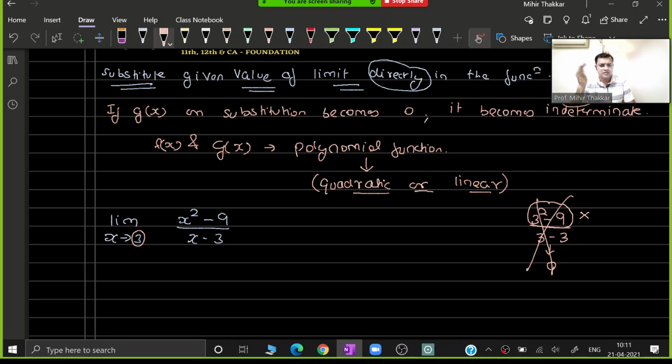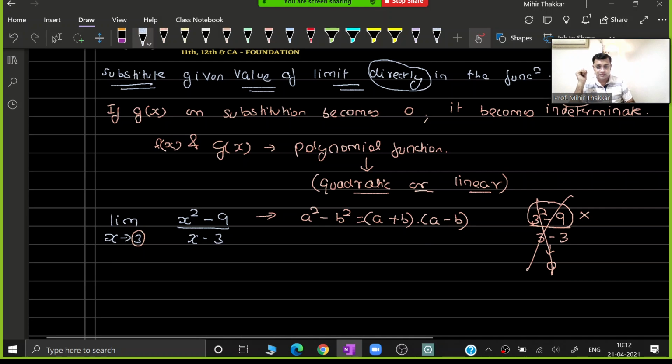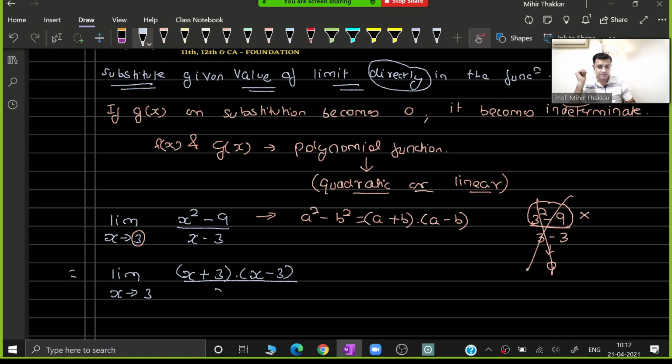The numerator. Because the numerator that I have over here, which is x square minus 9, I can assume in the form of a square minus b square, which is (a plus b) into (a minus b). So therefore, this will become limit as x tends to 3, (x plus 3) into (x minus 3). I am sure you can recognize that 9 is 3 square, so straight away I am writing (x plus 3)(x minus 3) divided by (x minus 3).